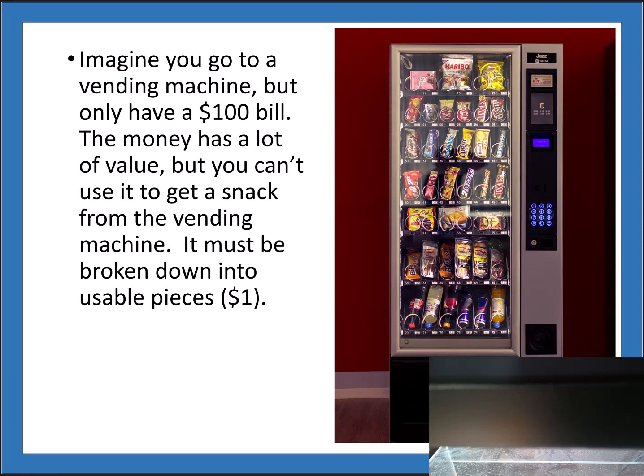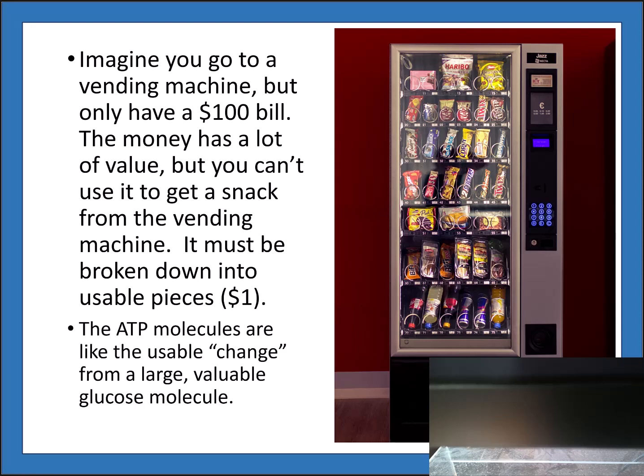So here's just an analogy for you. Imagine you go to a vending machine, but you only have a $100 bill. The money has a lot of value, but you can't use it to get a snack from the vending machine because it has to be broken down into $1 usable pieces. So just like the chemical energy formed by plants is a very large, high value piece of energy, the ATP molecules are the change. These are the smaller bits of energy that can be transported and used for different functions around the organism.